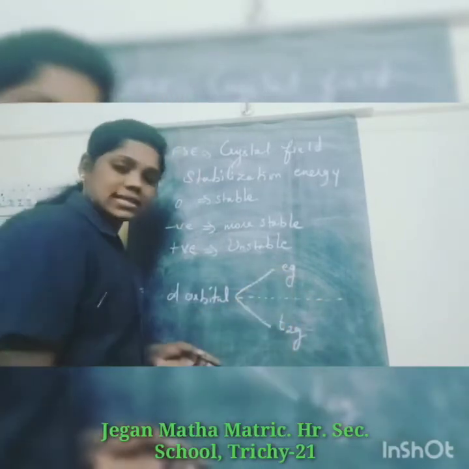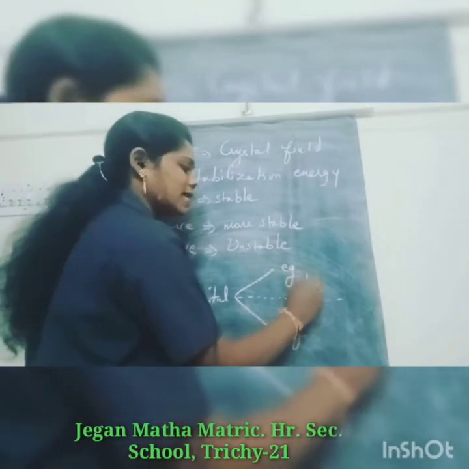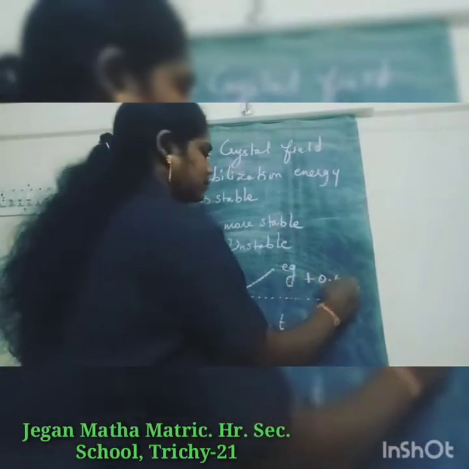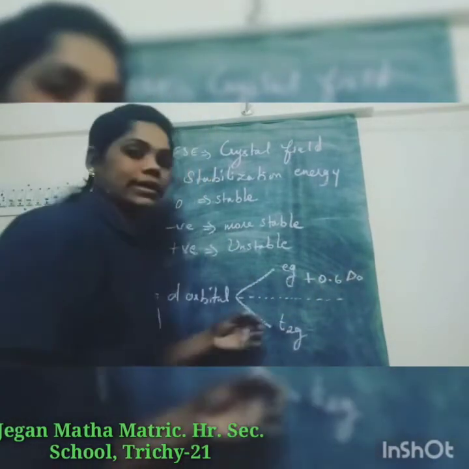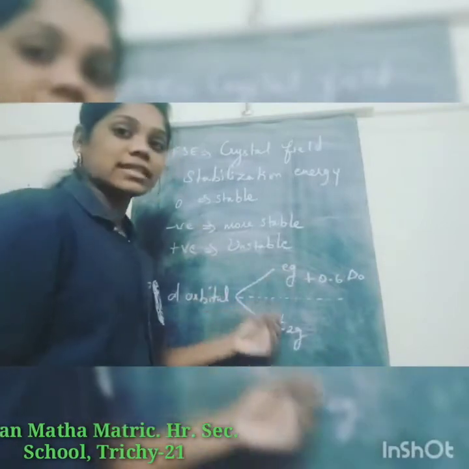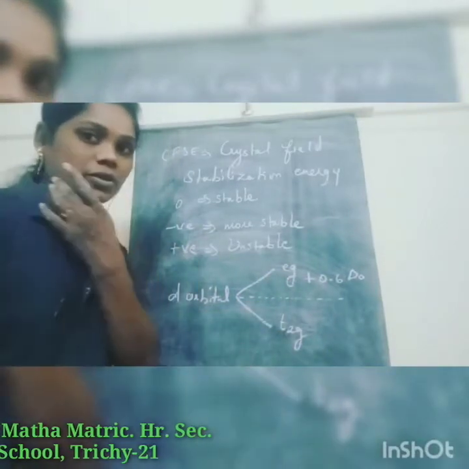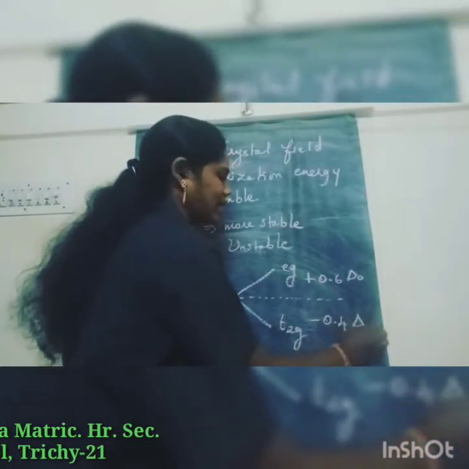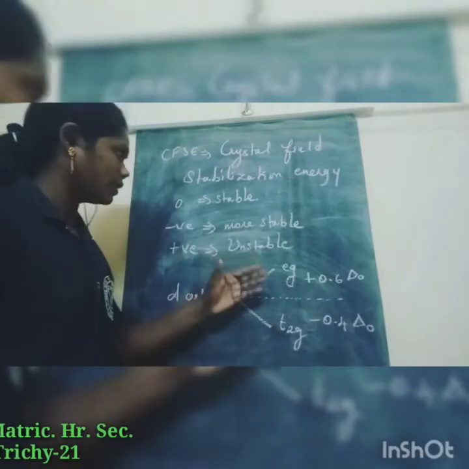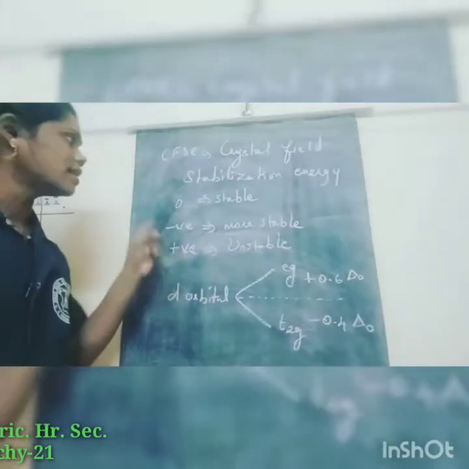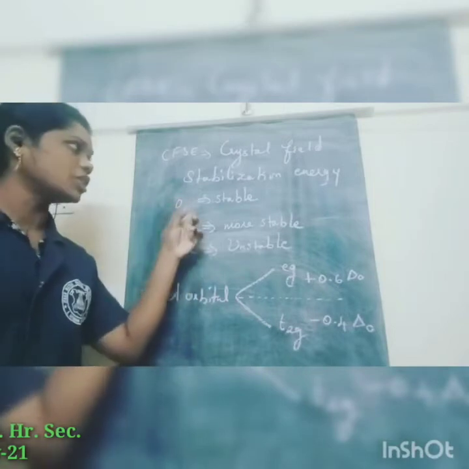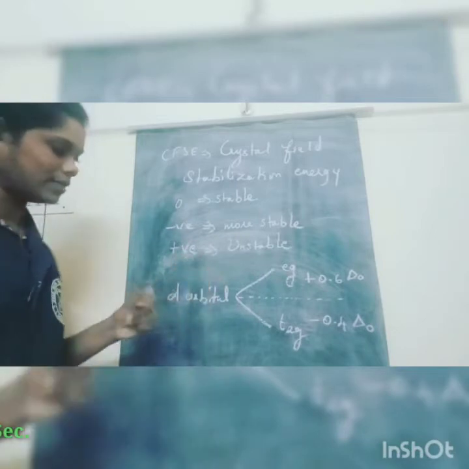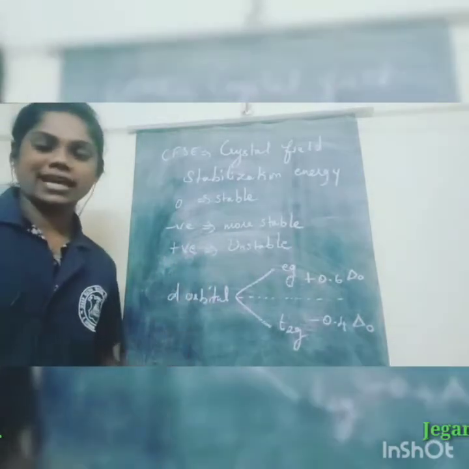In the Eg set the value is plus 0.6 del octahedral, so it is increasing. And the next one is the T2g set, whose value is minus 0.4 del octahedral. So this is the main thing. Here three values are given: 0 means stable, negative means more stable and positive means unstable.